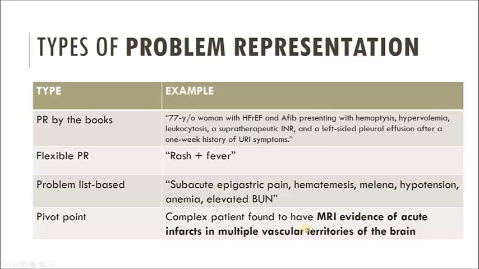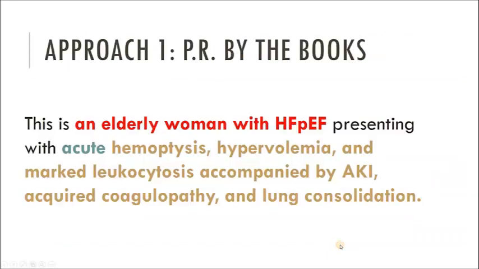Why did you waste 5 minutes presenting the patient when you can just tell me this patient has multiple acute infarcts in multiple vascular territories? We have to solve that. We have to view all other clinical data in the light of this very interesting finding. That's another form of problem representation. So let's go back to problem representation by the books.